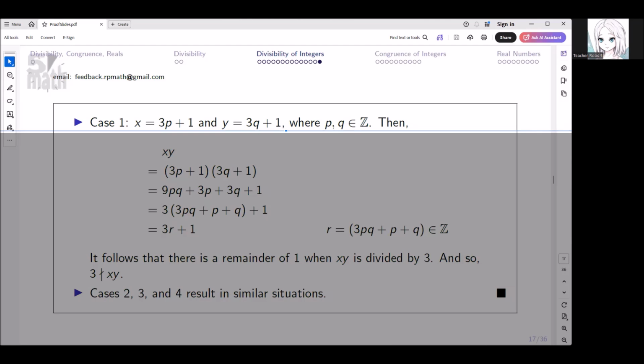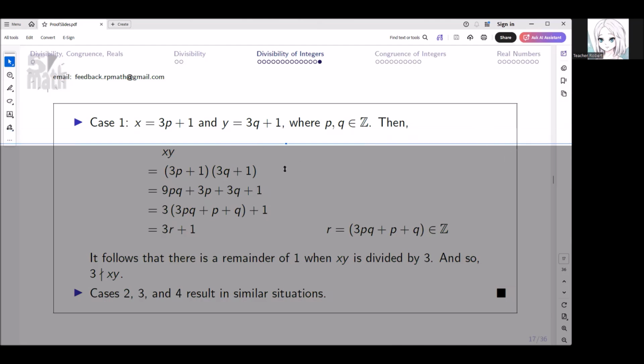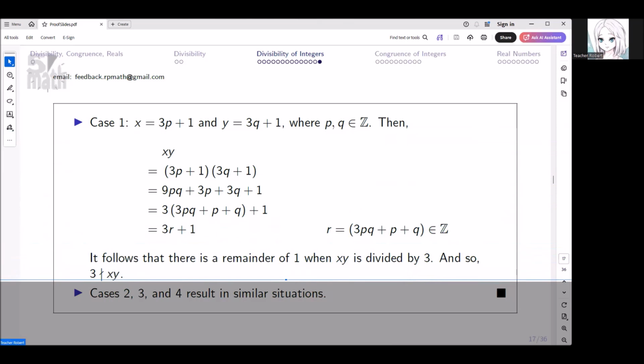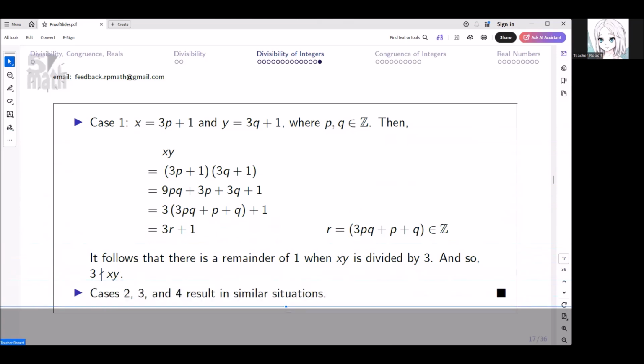Case 1. x equals 3p plus 1 and y equals 3q plus 1, where p, q are elements of the integers. Then, we have the following. It follows that there is a remainder of 1 when xy is divided by 3, and so 3 does not divide xy. Cases 2, 3, and 4 result in similar situations.